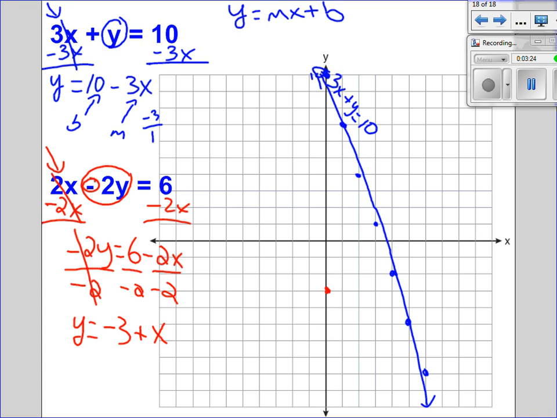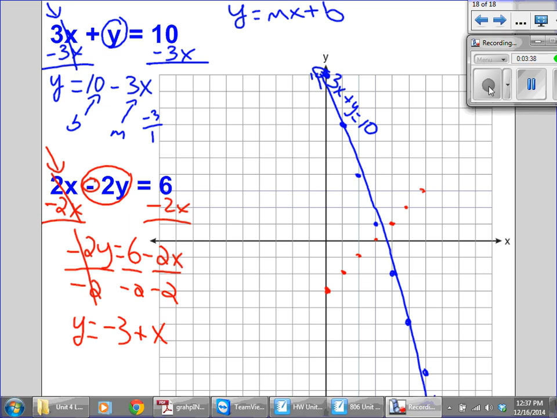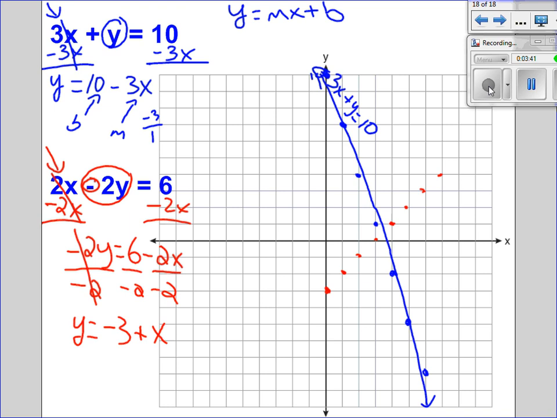Y-intercept of negative 3 goes up 1 over 1 because the slope is 1. And it doesn't look like it's going to intersect at a good point. Alright, well this one doesn't really work out so well, but we can still see that they will eventually cross. This equation is 2x minus 2y equals 6. They do eventually intersect. They intersect right around here. So that is our solution. Unfortunately, this one didn't really work out so well.